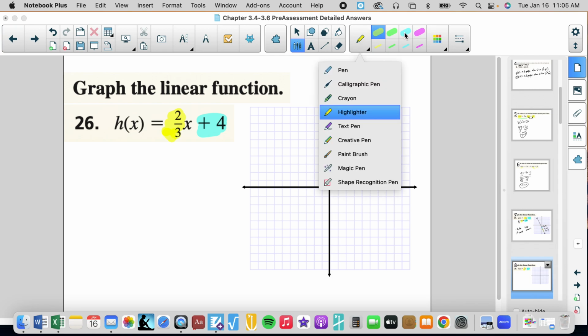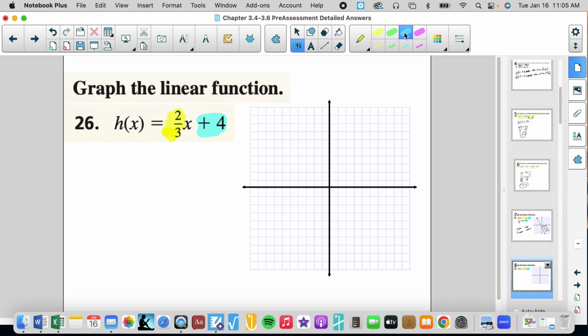So I'm going to plot my y-intercept first. You always have to plot your y-intercept. Slope is from one point to another, so we need to have a point in order to use that slope, which is 2 over 3, which is up 2, right 3, up 2, right 3. Connect those dots. Hey, that was pretty good.